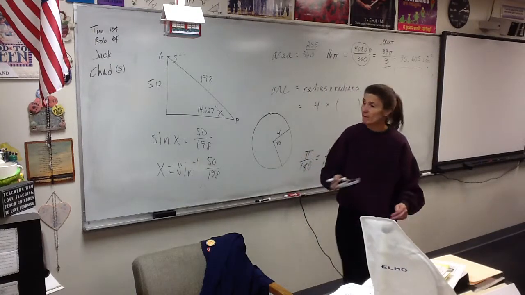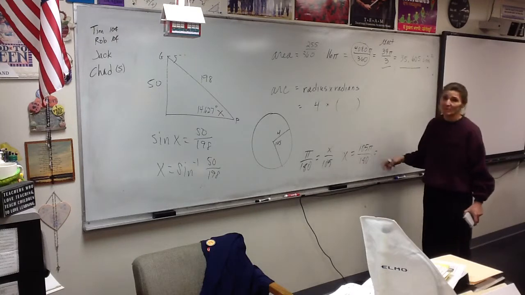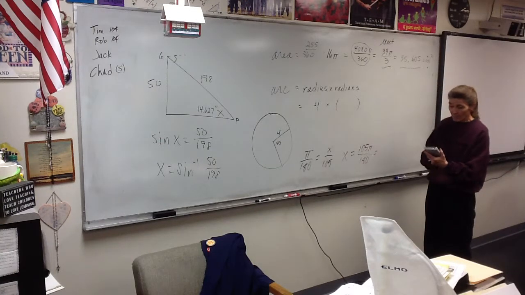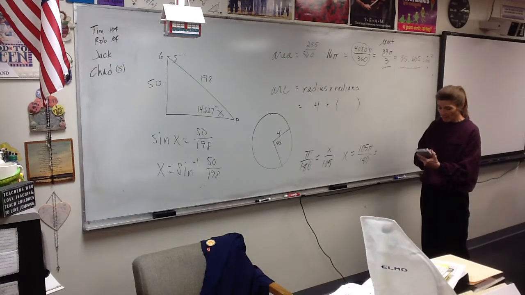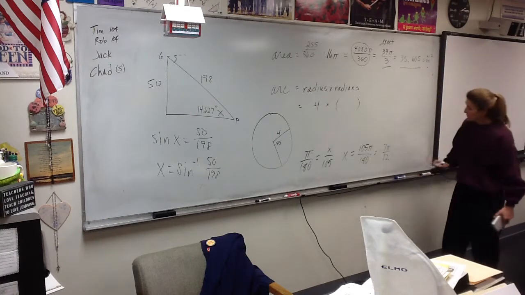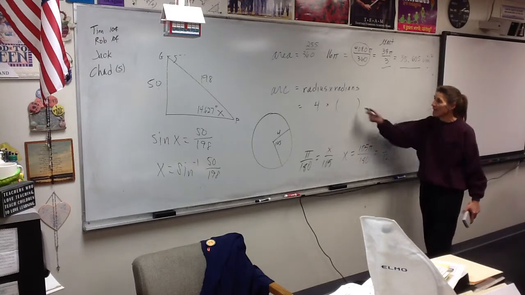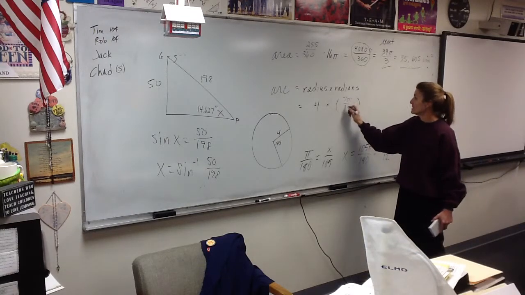And certainly, if the calculator is too confusing for you, reduce it by hand. Divide those by 5, do whatever you need to do. On the calculator, I would do 105 divided by 180, and then hit math, enter, and it gives me 7/12. So that reduces to 7/12. That is not the answer. That is the radian measure of the angle.